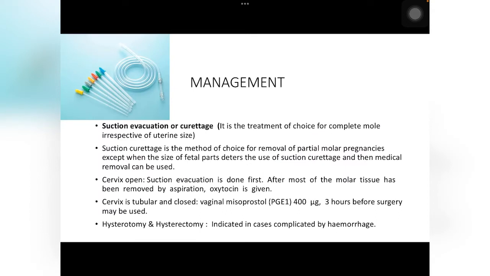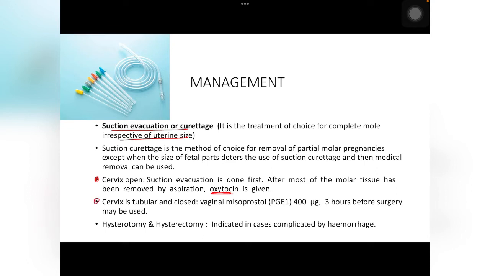Coming to the management. How should we manage a case of molar pregnancy? Now, you have done an USG and you're sure it is a complete mole. So what will you do? The best option is suction evacuation for a complete mole, irrespective of the uterine size. If the cervix is open, you can just directly start with suction evacuation, and once most of the molar tissue is removed, then you can give oxytocin if necessary, if the patient is going to bleed. Usually avoid any uterotonic during evacuation of molar pregnancy because the chance of an embolus is going to be more. Whenever the uterus strongly contracts, some of the vesicle contents can enter into the bloodstream and cause a pulmonary embolism.